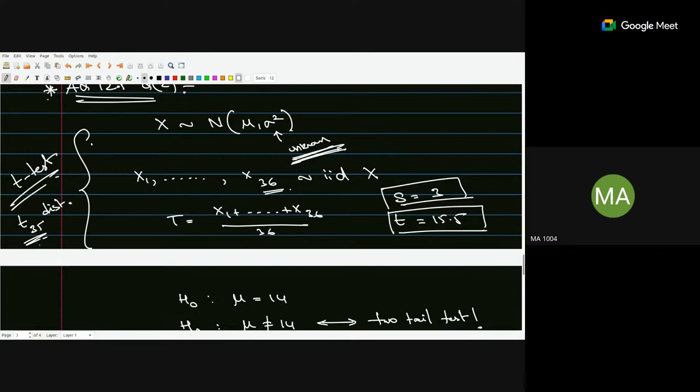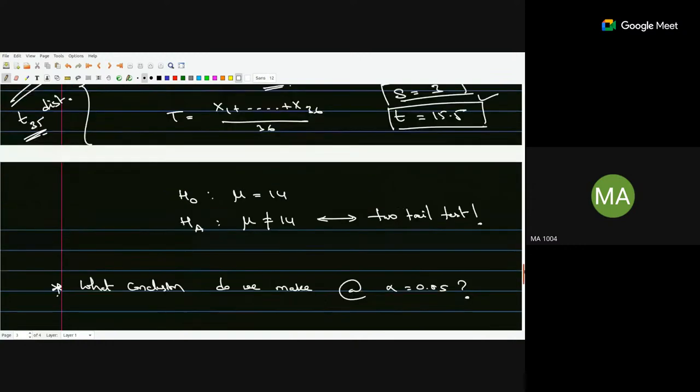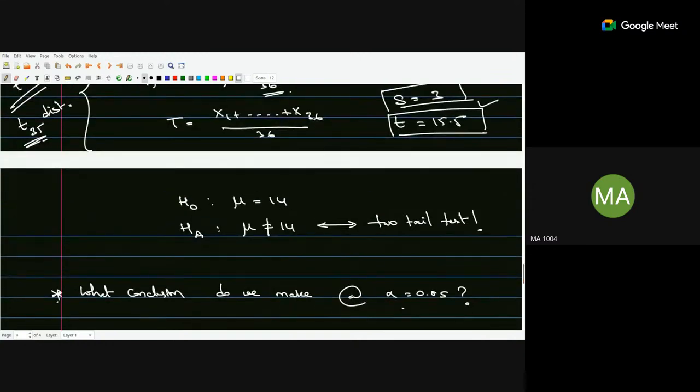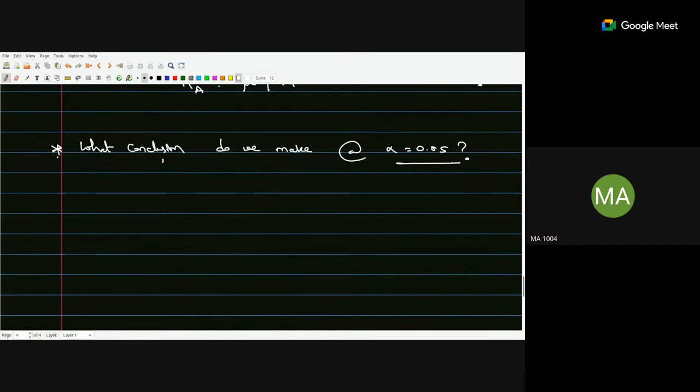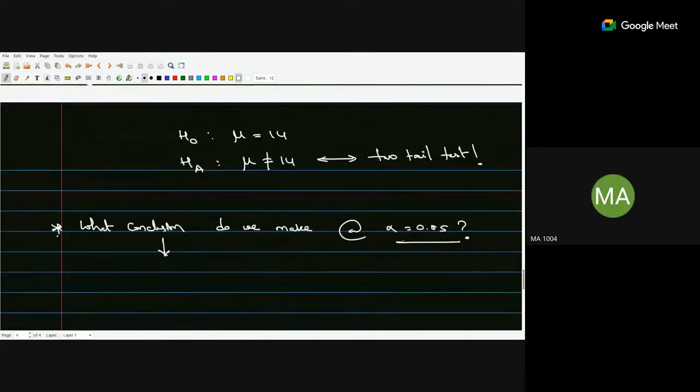Okay, so this is there, and we have s, we have t with us, and we have mu naught, and we have alpha. Now what should I find? Basically, what do we mean by conclusion? Whether I reject or accept the hypothesis. So how do I connect this to reject, and what should I do? So alpha is given.